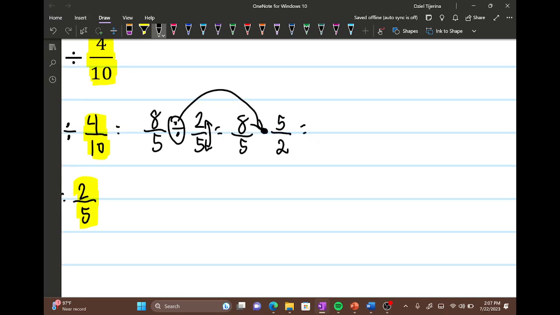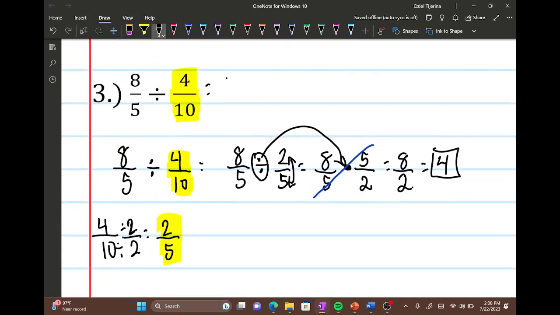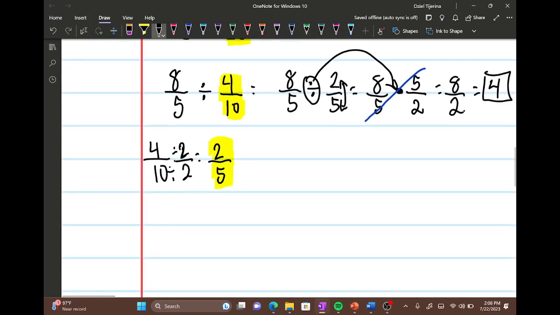So then we can go ahead and cancel this out, right? And we are left with 8 divided by 2. And 8 divided by 2 we know to be 4. So it's going to be 4. So we know that this is equal to 4. And that is how we do that one.